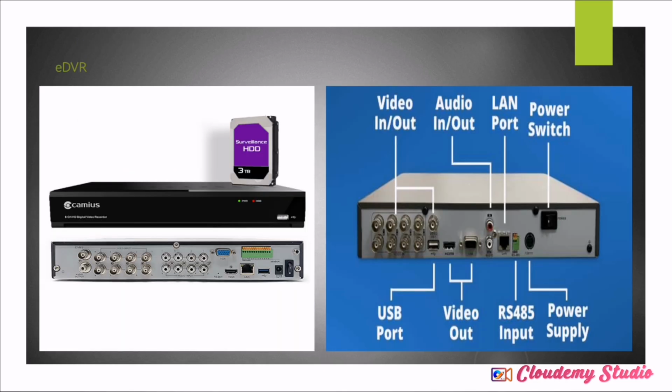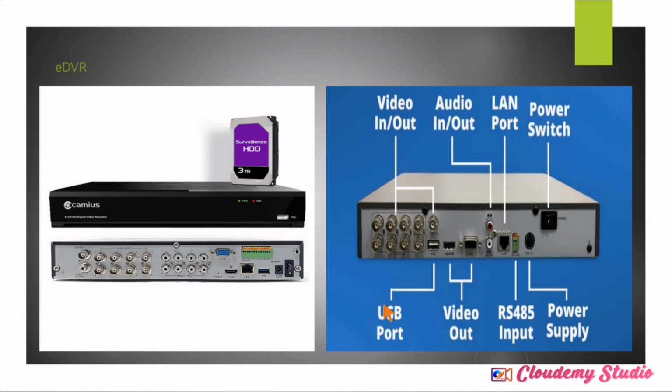Let's proceed. It's the same thing here. This is the eDVR. It has the Ethernet port where you can connect the cameras using the network cable, and this is the DVR. As you can see, video in or out, audio in or out, LAN port, this is the network port. Then this is for power, the power supply, power switch, then the RS485 inputs, then video output, VGA or HDMI.